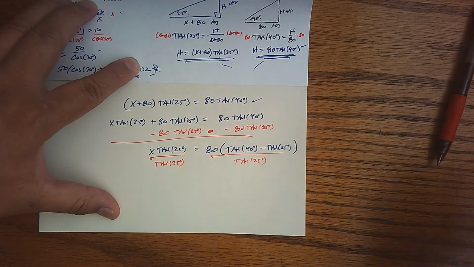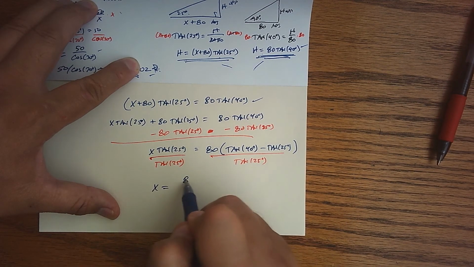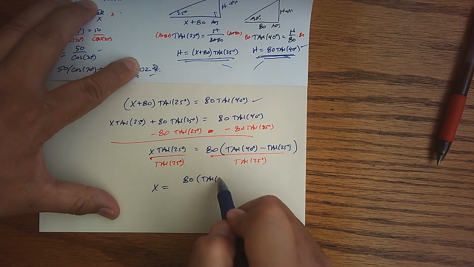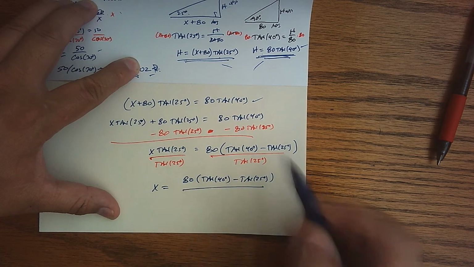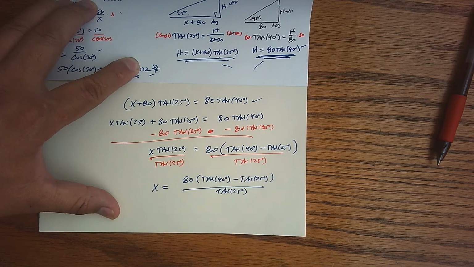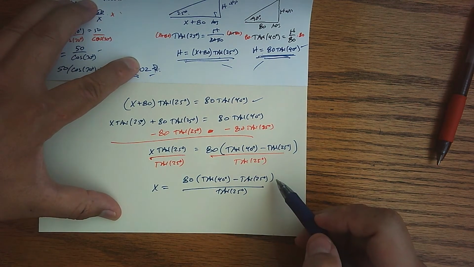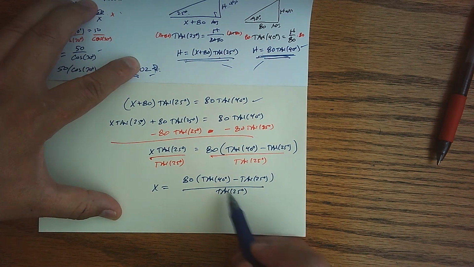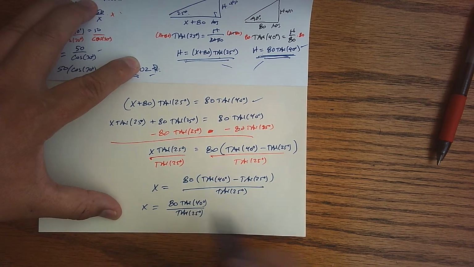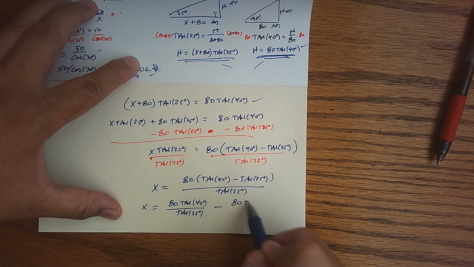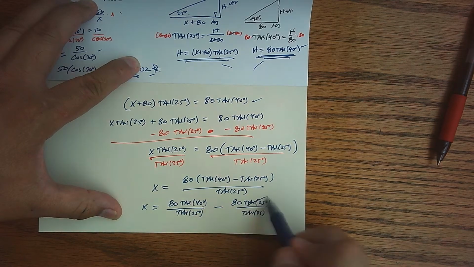And so what we get is that x is 80 parentheses tangent of 40 degrees minus tangent of 25 degrees, all divided by the tangent of 25 degrees. All right, and so there's basically what we have. If we wanted to clean this up, keep in mind that there's two fractions here. So maybe we say that x is 80, the tangent of 40 degrees over the tangent of 25 degrees, minus 80, the tangent of 25, divided by the tangent of 25. And we truly have an elimination there.